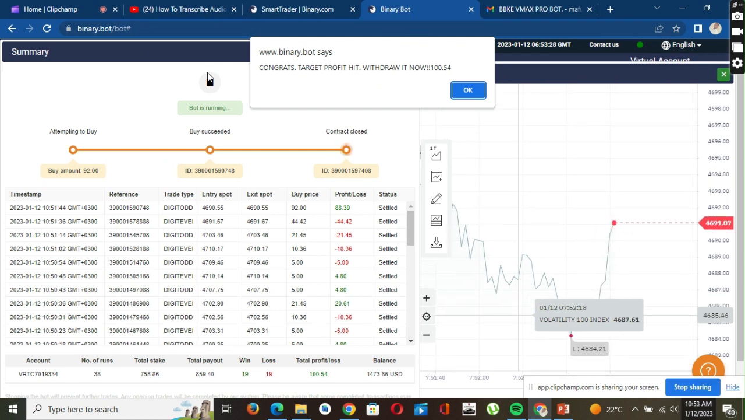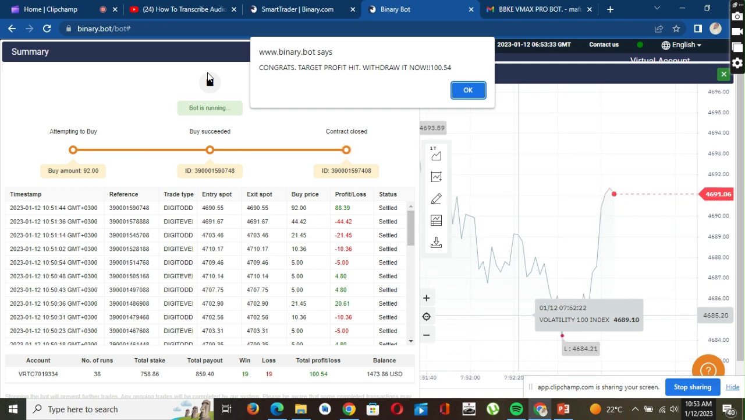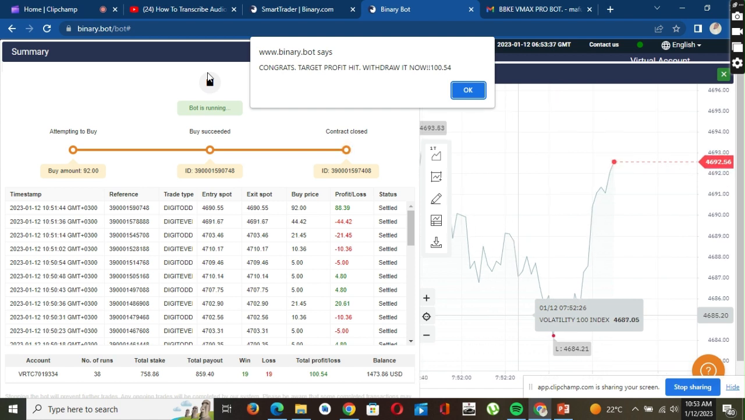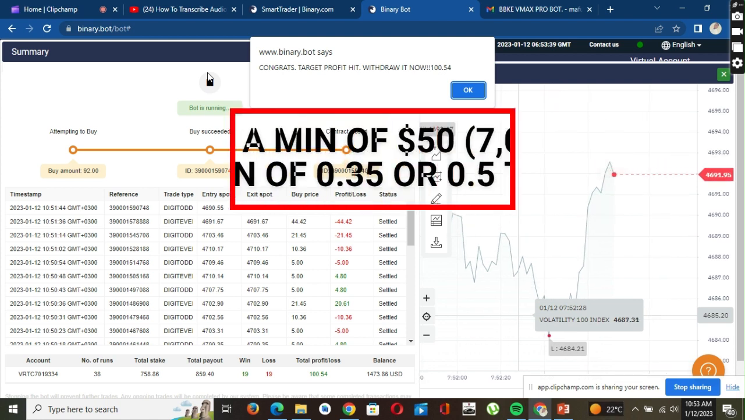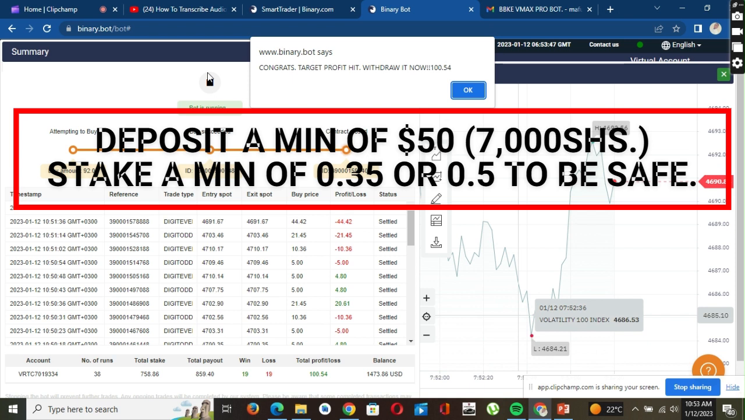Now, as you can see right here, depending on the balance you're using, with this bot you need to have at least $50 in it in terms of the trading capital, at least $50. And with $50, you don't stake a high figure, stake something like 0.5 as your trading stake.